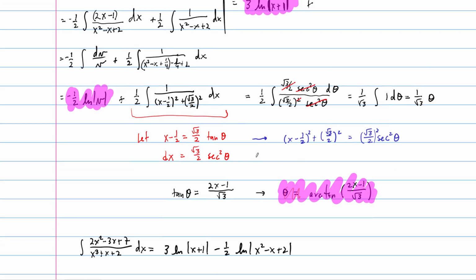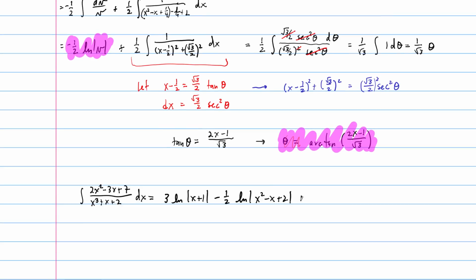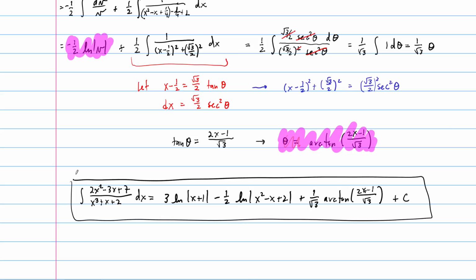This is the hardest part now, doing the bookkeeping. So we have to finally add in plus 1 over root 3 times theta, but theta is this arctan, right? So this is 1 over root 3 times the arctangent of 2x minus 1 over root 3, and then once you're done, you always get a plus c. All right, so this is the antiderivative that we desired. It took a lot of work, but we got there. That's the whole point. We got there.